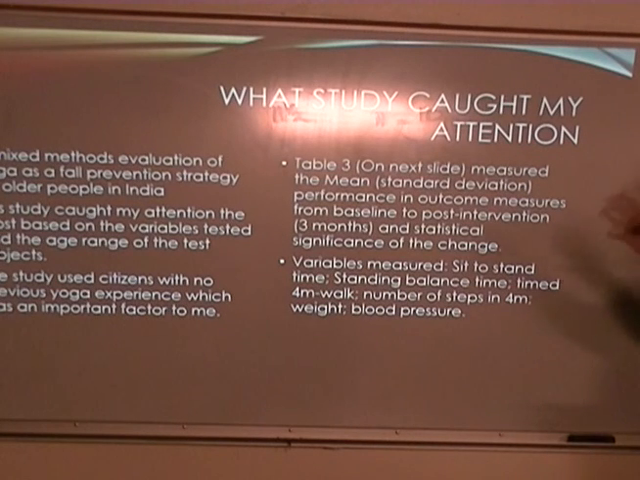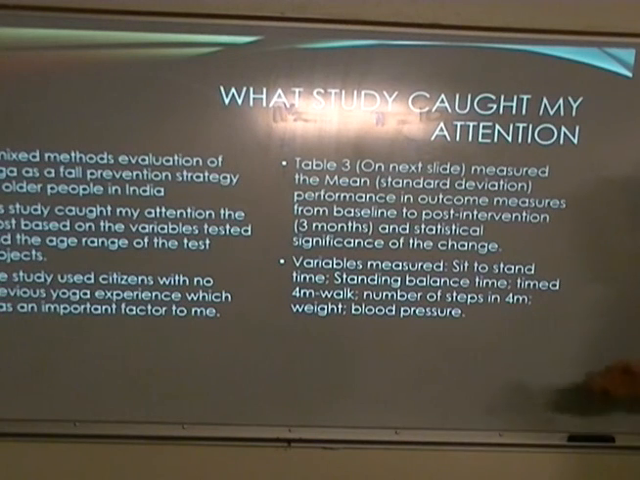I've got to read it. Mixed methods evaluation of yoga as a fall prevention strategy for older people in India. So this one took people aged 65 and up, tested 60 people, 30 males, 30 females. All of my studies had participants with no previous experience with yoga. My dad has no previous experience with yoga, so I want as similar a population as possible with it. The study caught my attention based on the variables tested, as it tested the balance and flexibility.